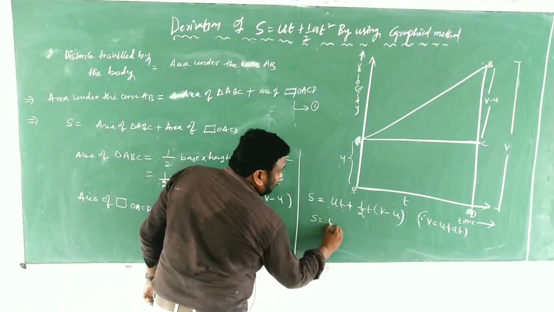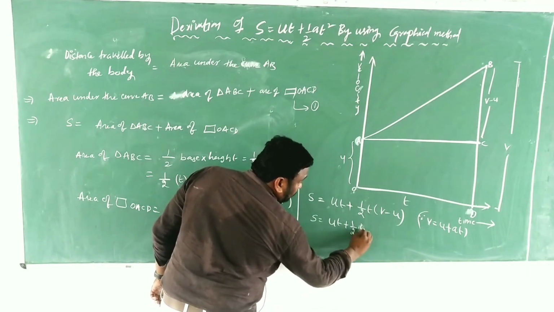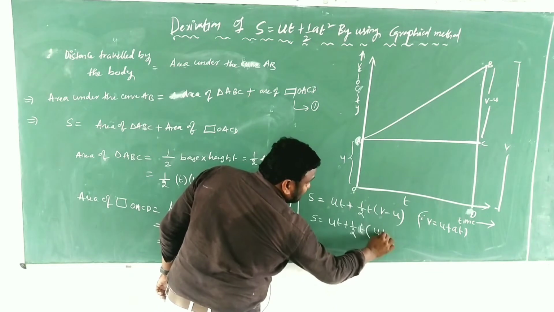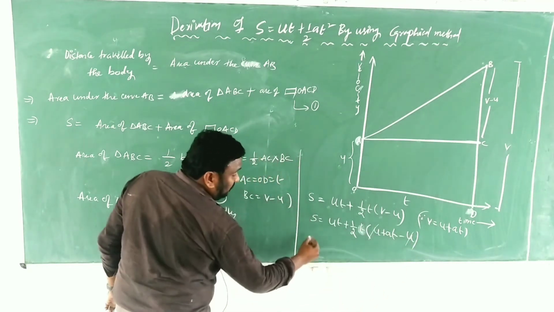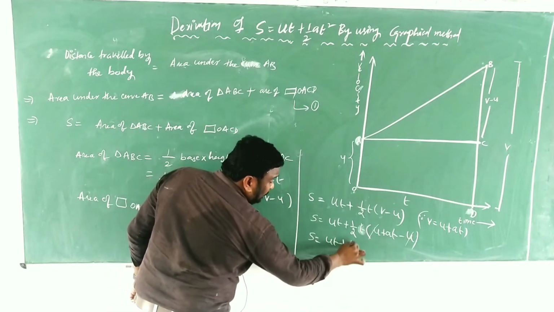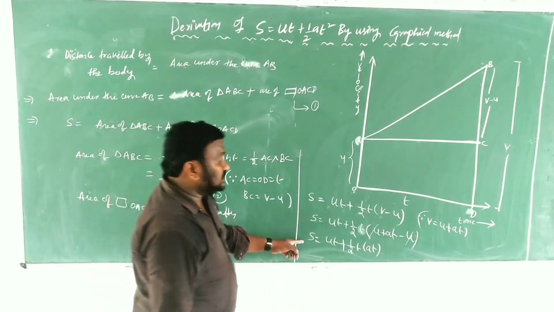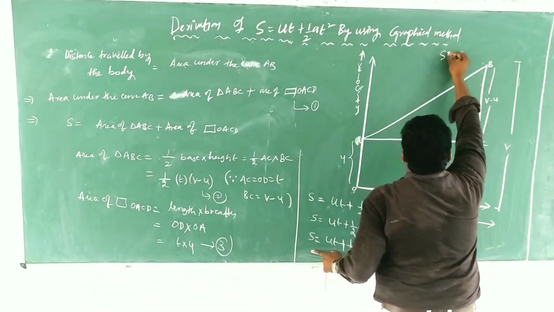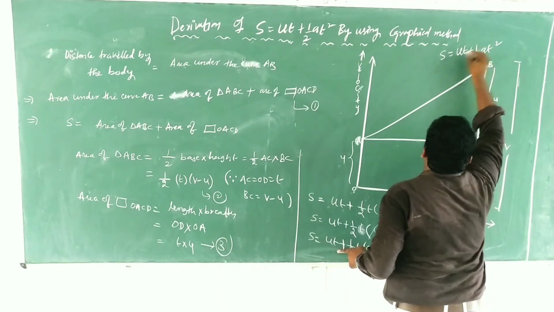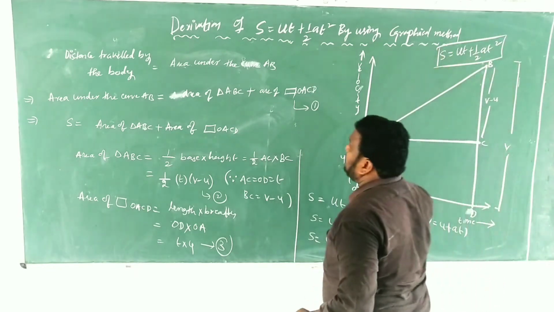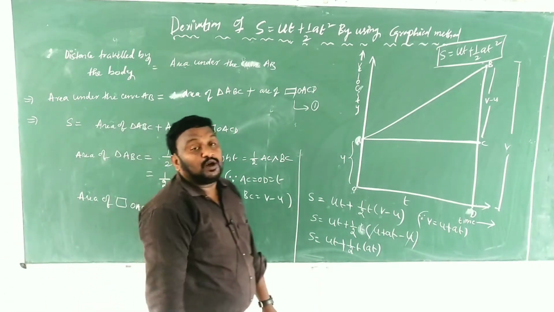Therefore, substitute there S is equals to UT plus half into T into what is U value? U plus AT minus U. Here plus U minus U cancel. Then what we get? S is equals to UT plus half into T into AT. Then obviously we get S is equals to UT plus half AT square. In this way we can derive S is equals to UT plus half AT square by using some graphical method.